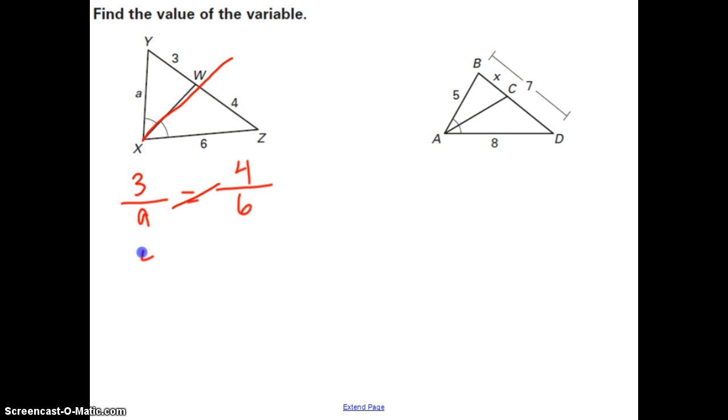A times 4 is 4a, equal to 3 times 6, which is 18. Then we can divide by 4, and then we have a is equal to 4.5.